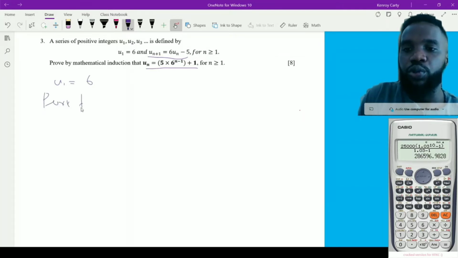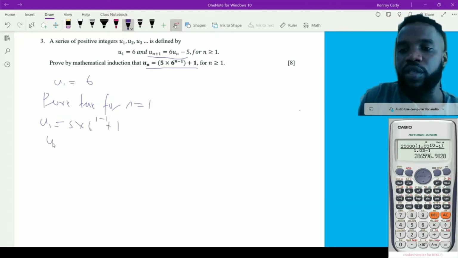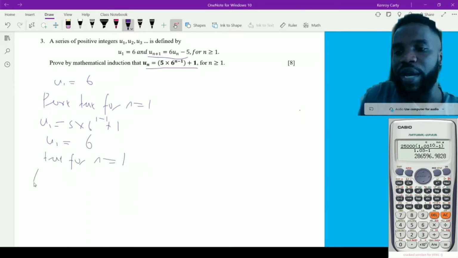Now, from the recurrence relation, we know that u1 equal to 6. So we're going to prove true for n equal 1 using the n-term formula. Alright, so I'm going to have u1 equal to 5 times 6 to the 1 minus 1, plus 1. This is going to give me u1 equal to 6 to the 0 is 1, 5 times 1 plus 1, that's 6. So it's true for n equal to 1.